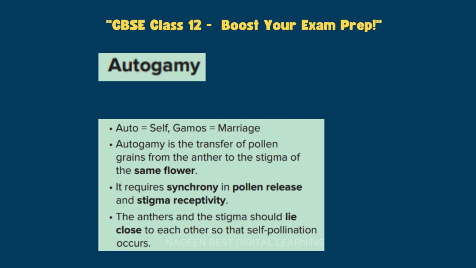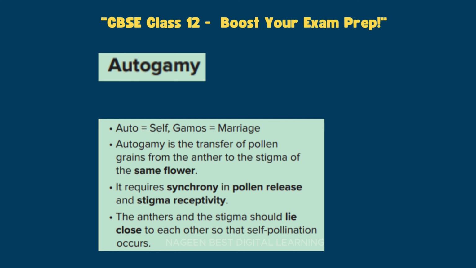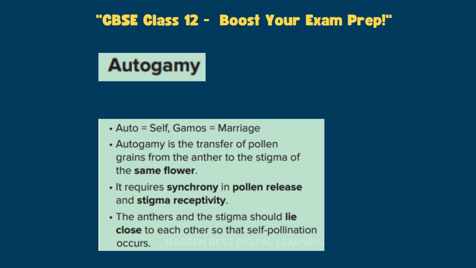Autogamy. Auto means self, gamos means marriage. Autogamy is the transfer of pollen grain from the anther to the stigma of the same flower. It requires synchrony in pollen release and stigma receptivity. The anthers and the stigma should lie close to each other so that self-pollination occurs.